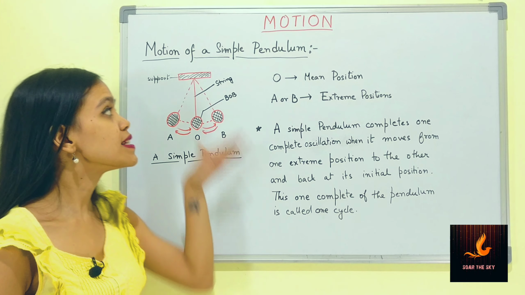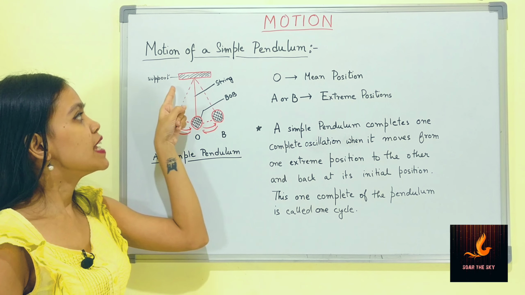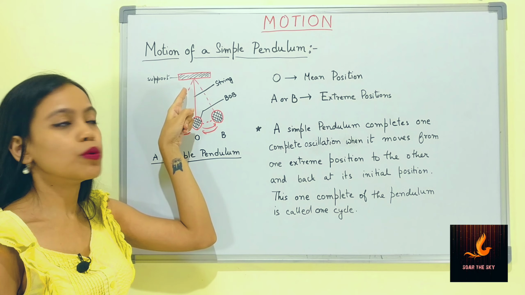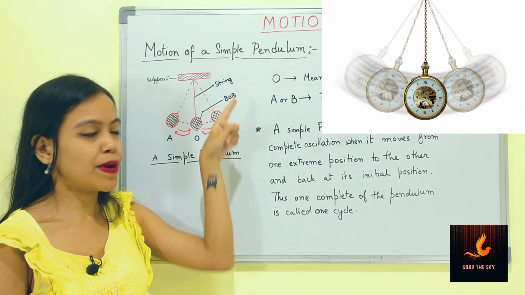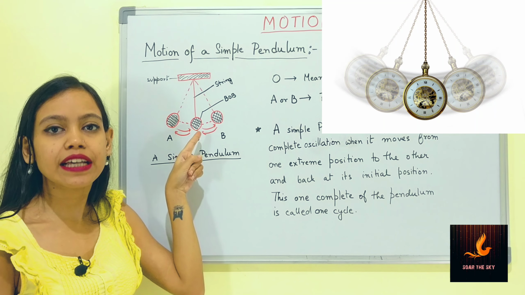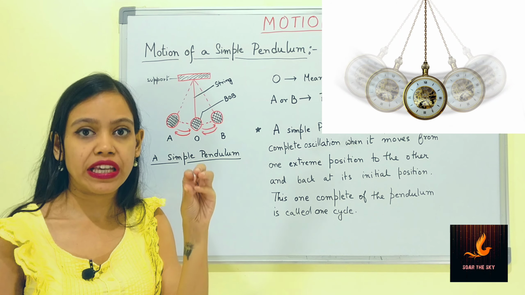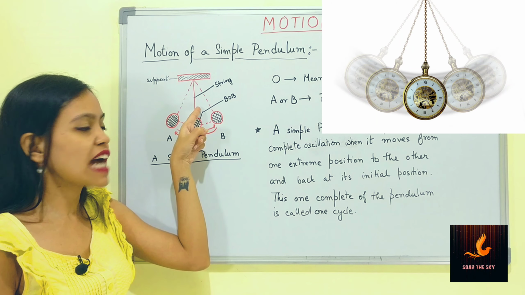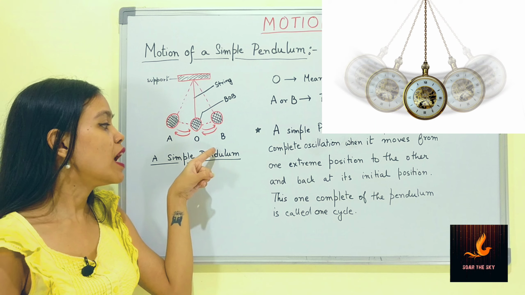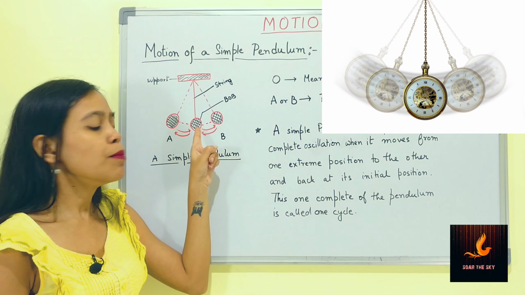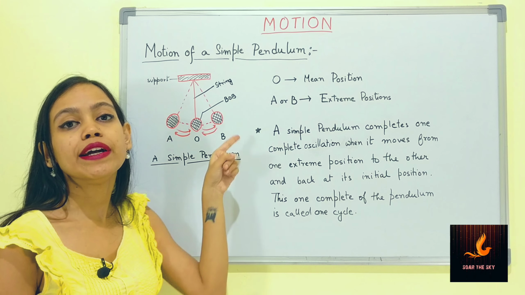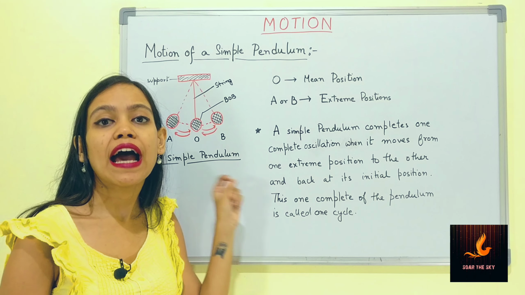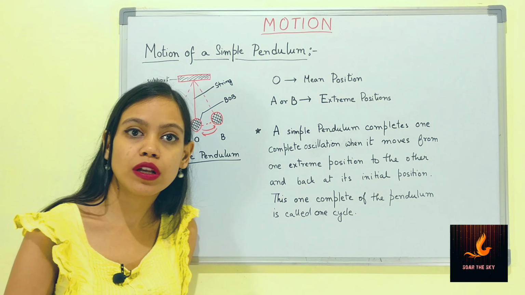This is how a simple pendulum looks. Here is a strong rigid support from where a nearly weightless string is suspended, and a metallic bob which has a weight or mass is attached to this string. Now, when this bob moves from one end to another end, the pendulum starts moving, and that is how the motion of the pendulum is detected.